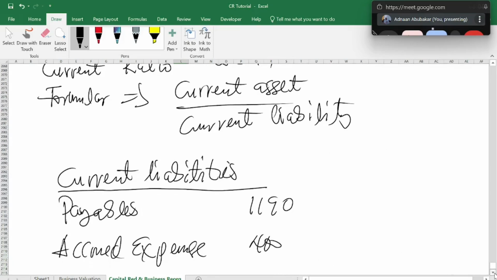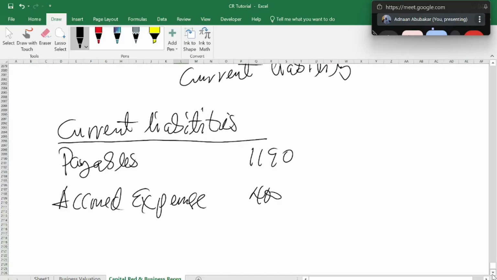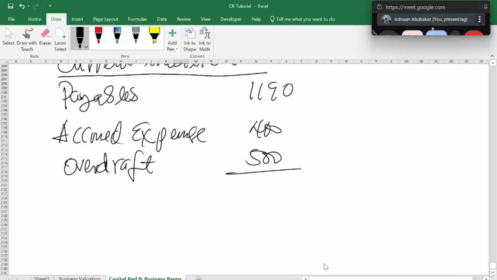Then the next item is bank overdraft. That one too, you will pick it from the balance sheet. How much is it? 500. Then you add them up. When you add them, what do you have? 2,090. Good. So you'll have 2,090 being your total current liability.